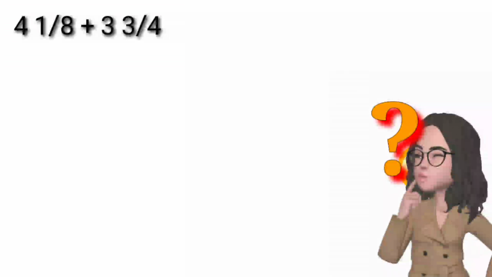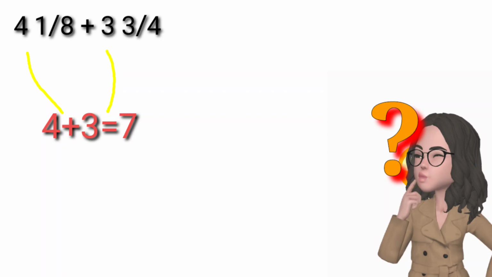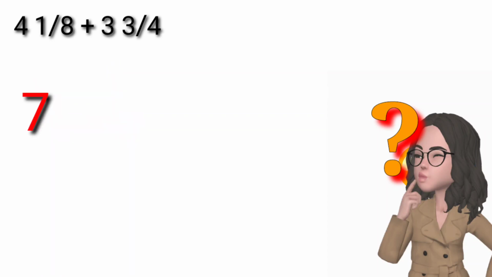Ito naman yung pangalawang paraan kung paano natin i-add ang ating mixed numbers. Okay, this is the second way na sinasabi ko kanina. So, dito sa second way na ito, uunahin natin i-add ang dalawang whole numbers which are 4 and 3. So, 4 plus 3 is equals to 7. Then, after nating i-add yung dalawa nating whole numbers, yun namang ating 1/8 and 3/4.